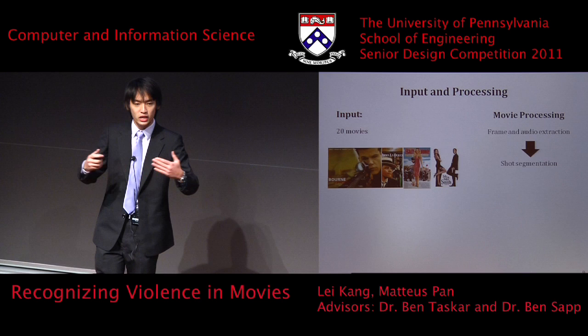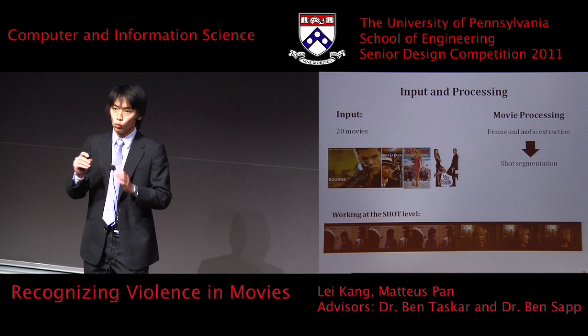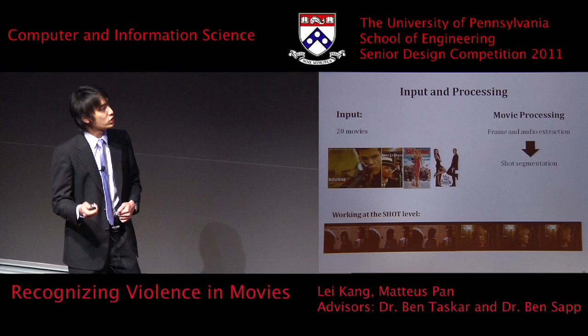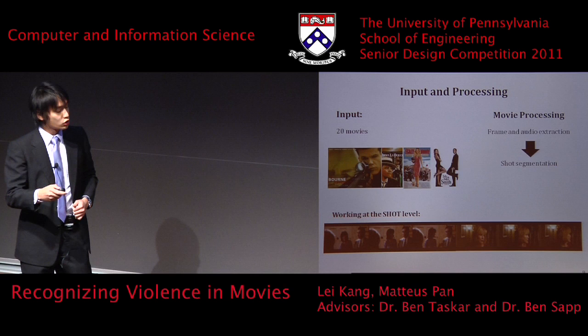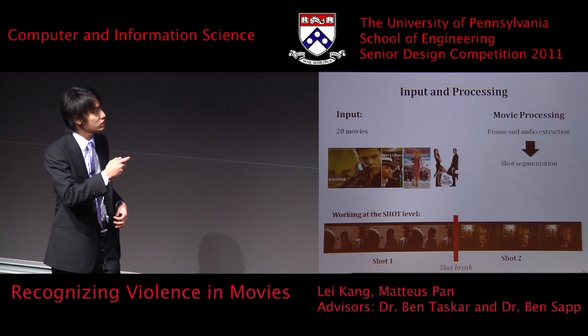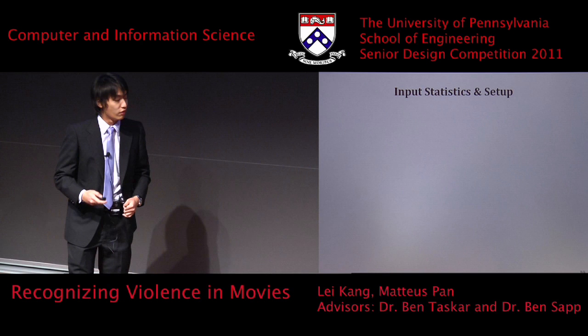Basically, a movie is composed of many, many different shots that are strung together, where we define a shot to be one single continuous camera sequence. Now, in this scene over here, we see one single scene that happens in a movie, but there are two camera sequences. So what the algorithm does is automatically detect when there are breaks in these camera sequences and split them up into shots. And we work at the shot level to classify individual shots as violent and nonviolent.